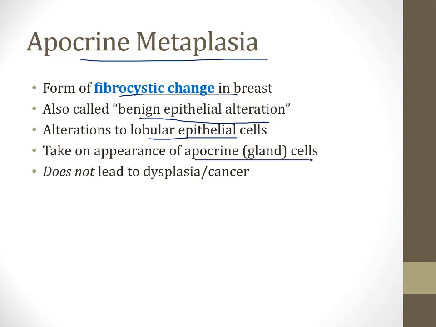And just like I told you before, that prostatic hyperplasia is special in that it's a form of hyperplasia that does not lead to malignancy. Apocrine metaplasia is also special in that it is a form of metaplasia that does not lead to dysplasia and cancer. Most forms of metaplasia, just like most forms of hyperplasia, are associated with an increased risk for malignancy. Apocrine metaplasia is unique, and the reasons for this are not well understood.